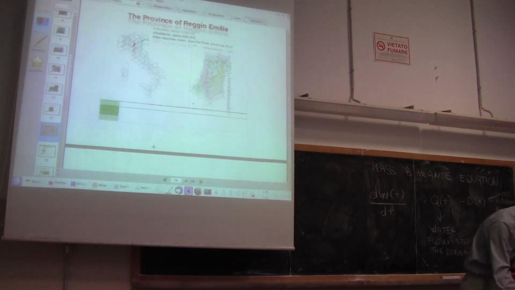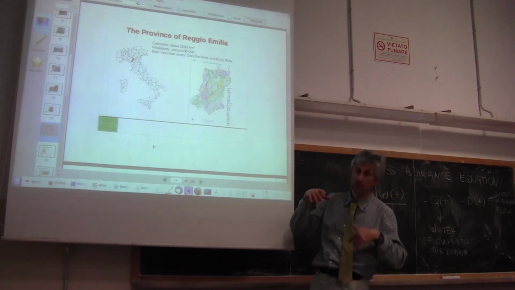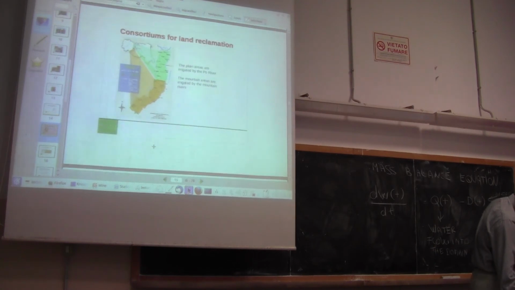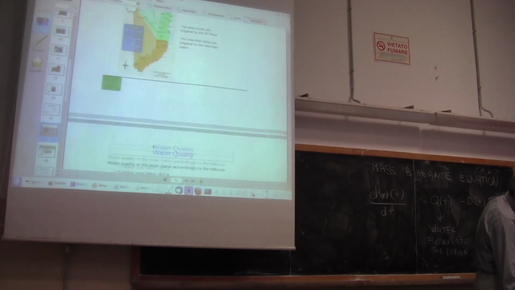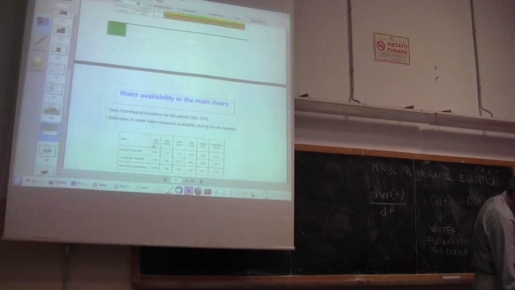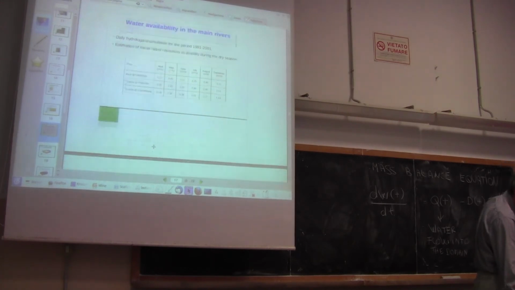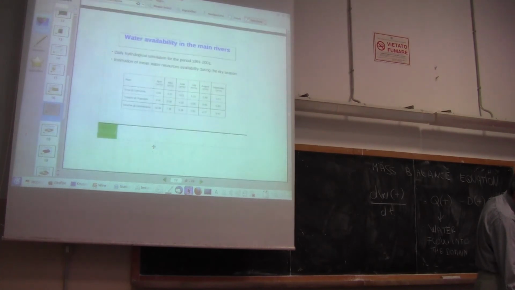Okay, this is a detail of the area where the Parmesan cheese is produced. Let's forget about the details because you are not interested in them. And this is a description of the consortiums for land reclamation. What are their features? I'm skipping the water quality. It's another topical issue, because when you use water for irrigation, water quality is an issue, but I'm skipping it for now. And now let me turn to what was done.